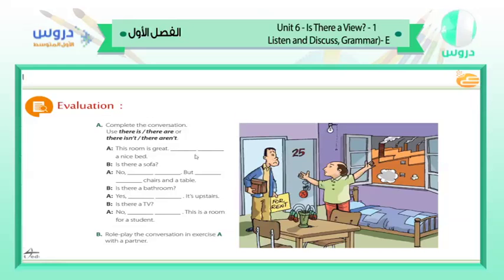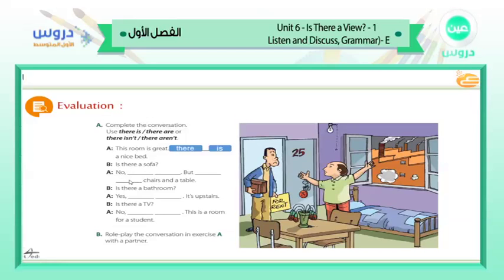I want you to complete this by choosing the best answer using these: there is, there are, there isn't. This room is great. There is a nice bed. This man said there is a nice bed. Is there a sofa? This man said, is there a sofa?